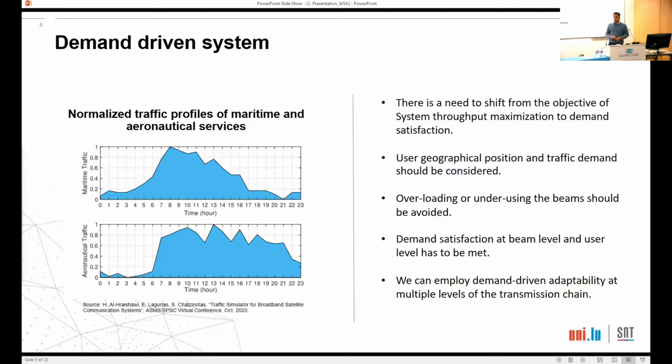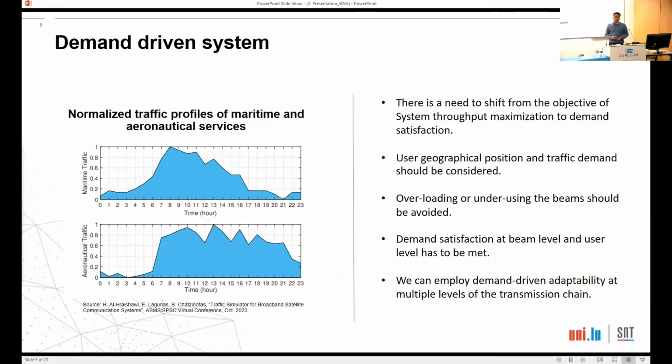Also, we can look at this particular picture from Dr. Eva. It says it's a normalized traffic profile of maritime and aeronautical services. Previously, I spoke about how the demand varies geographically, but the demand also varies with time. So the same user has a higher demand at a certain point of a day and a low demand at some other point of a day. So there is a need to shift from the objective of system throughput maximization to demand satisfaction.